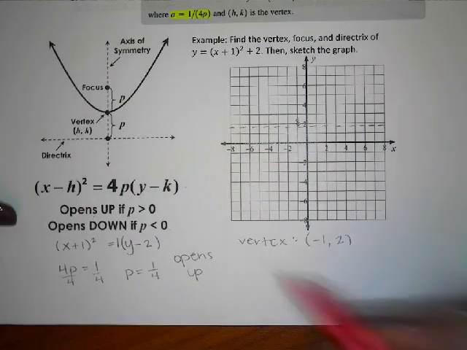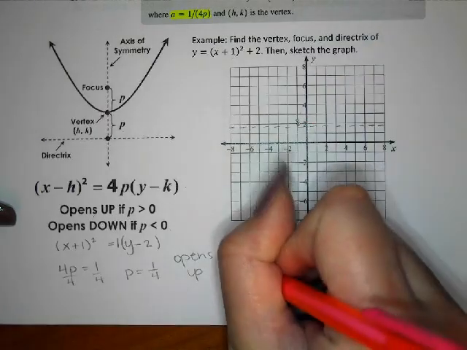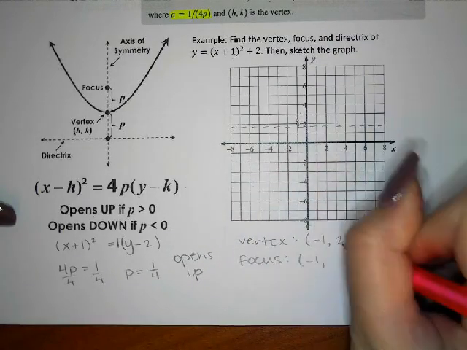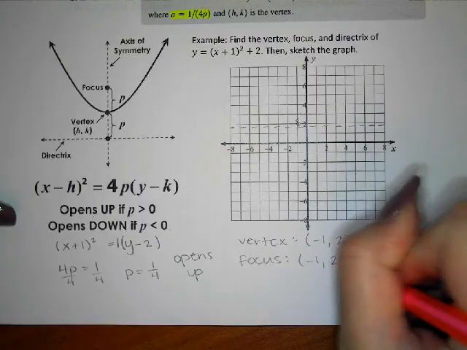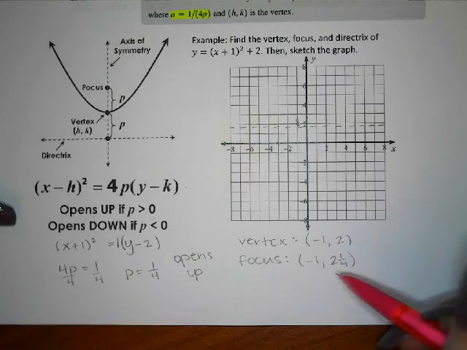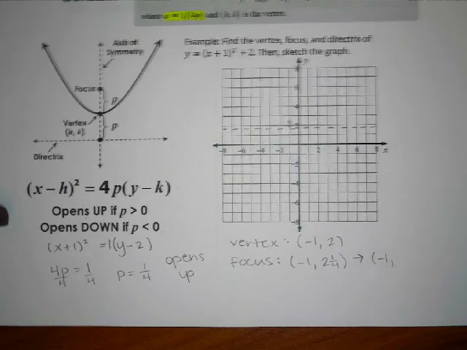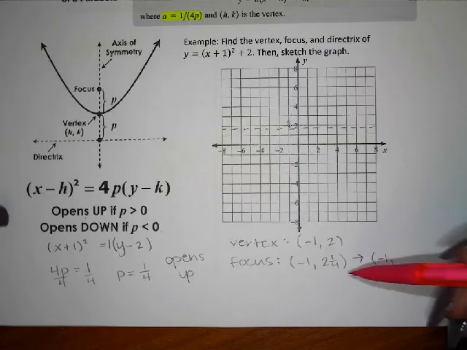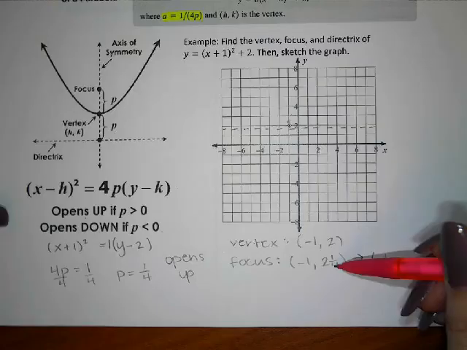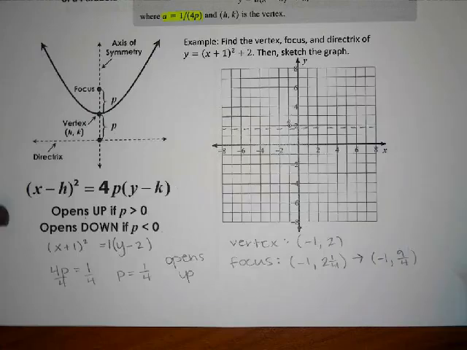Okay, so there's the vertex. For the focus, we went up 1/4, so I'm going to take my y coordinate and add 1/4 to it. We can write this as a mixed number if we wanted to make it a little easier to add the fractions. In most cases at this level of math, we use improper fractions, not mixed numbers. So I'll go ahead and convert it to an improper fraction. 2 times 4 is 8, 8 plus 1 is 9. And so that's (-1, 9/4).